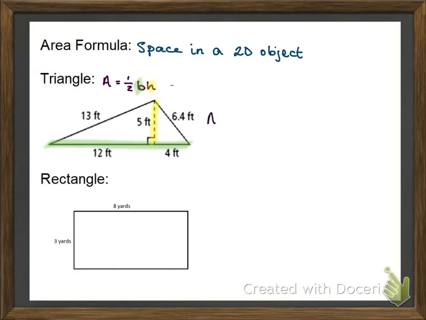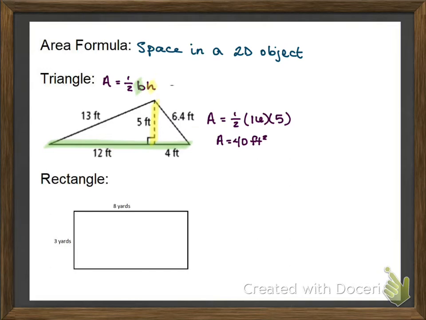So for this problem, plugging it in, we have area equals 1/2 times 16 times 5. So where did that 16 come from? Let's look at that base. That base is 12 feet and 4. 12 plus 4 is 16. That's where it came from. So with area, our units are squared. So we have an area of 40 feet squared.